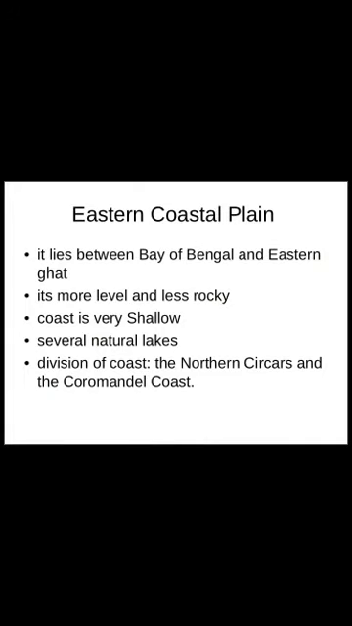If you compare the Eastern Coastal Plain with the Western Coastal Plain, the Eastern Coastal Plain is more level and less rocky. Topography wise, the landform is more level than the Western Coastal Plain and is less rocky. Also, compared to the Western Coastal Plain, the Eastern Coastal Plain is very shallow, meaning the water is not very deep. Because of that, most of the seaports and harbors are found in the Western Coastal Plain, not in the Eastern Coastal Plain.